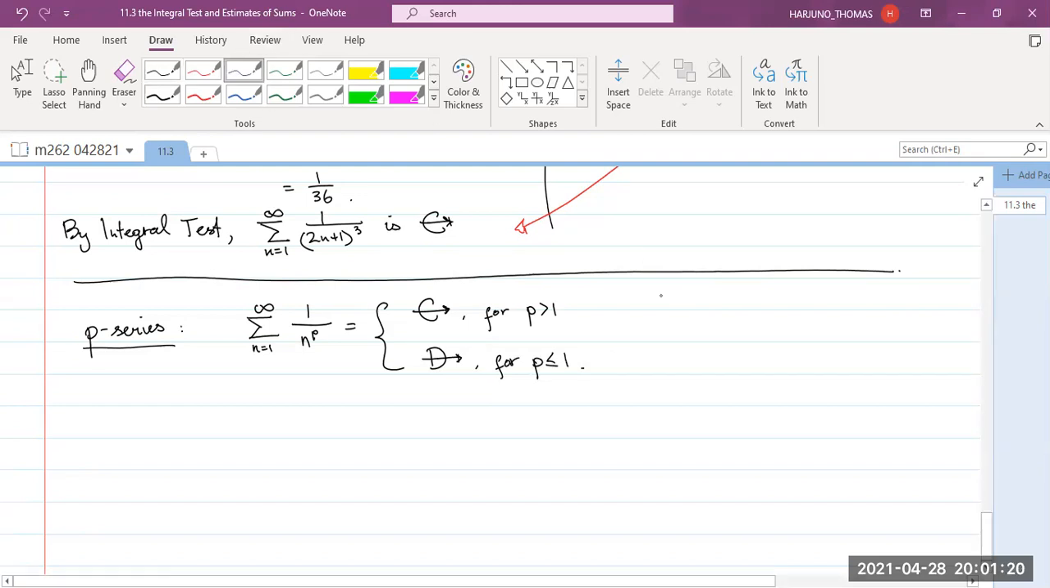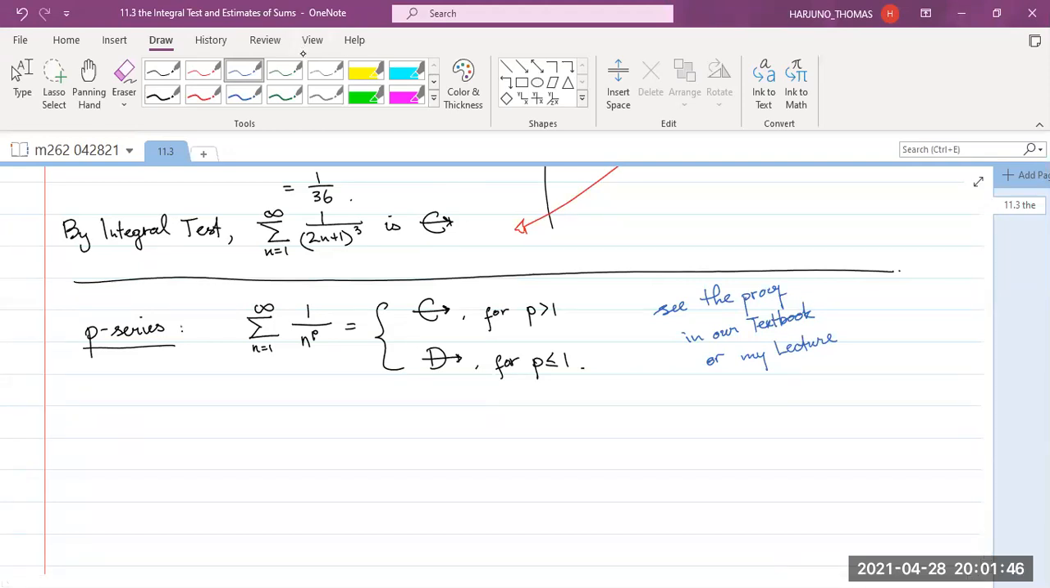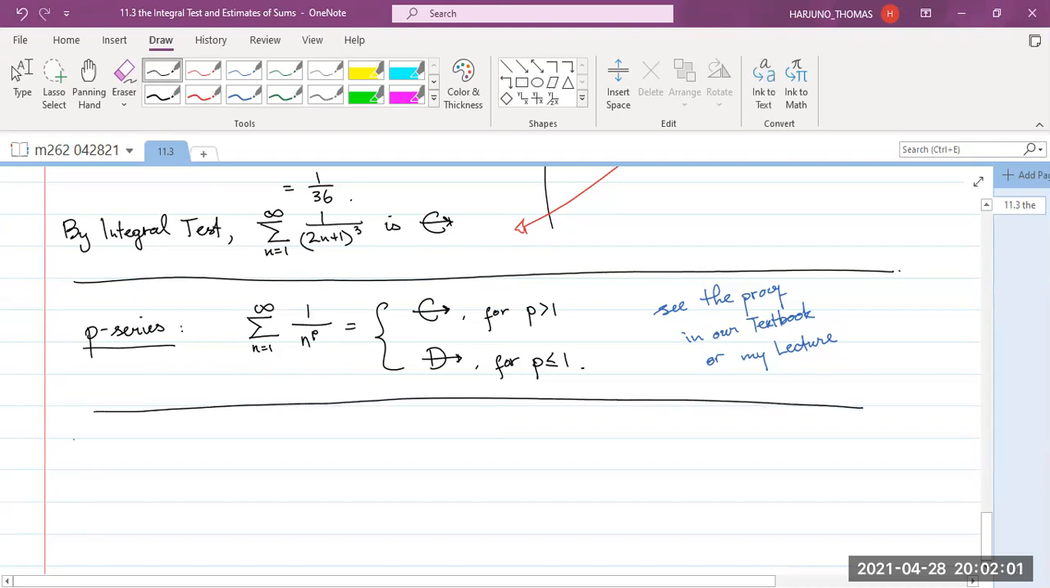See the proof in our textbook or my lecture. Now we say this is a p-series if it's 1 over n to the p and the sum is from 1 to infinity. Now, how do I use this for question number 5? You may be surprised. Go back to number 5.